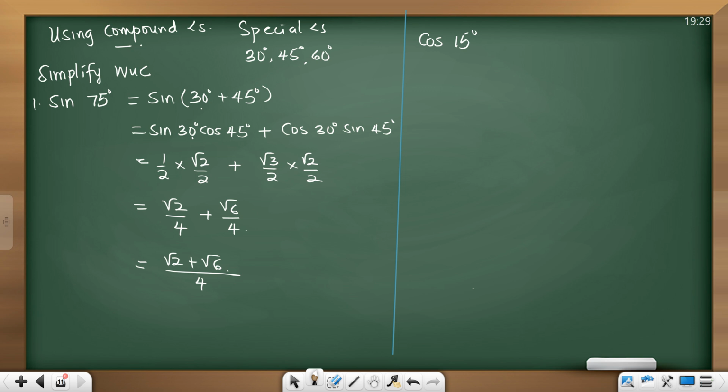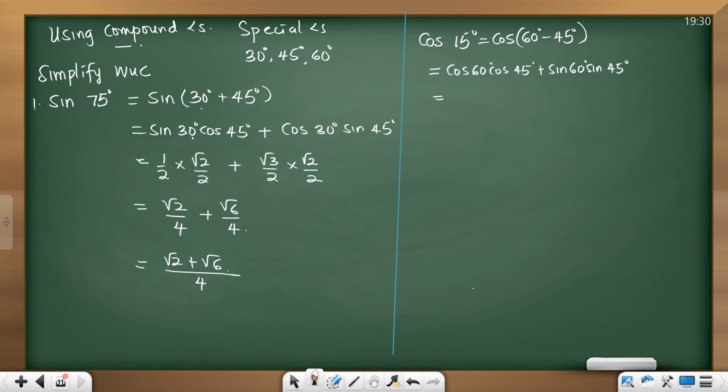For cos 15, what I've done is that I said cos 15 is going to be cos 60 minus 45. All right, let's work with you. Cos 60 degrees minus 45. Somebody else would use 45 minus 30. Same answer. Then I said it's going to be cos 60 multiplied by cos 45, plus sin 60 multiplied by sin 45.